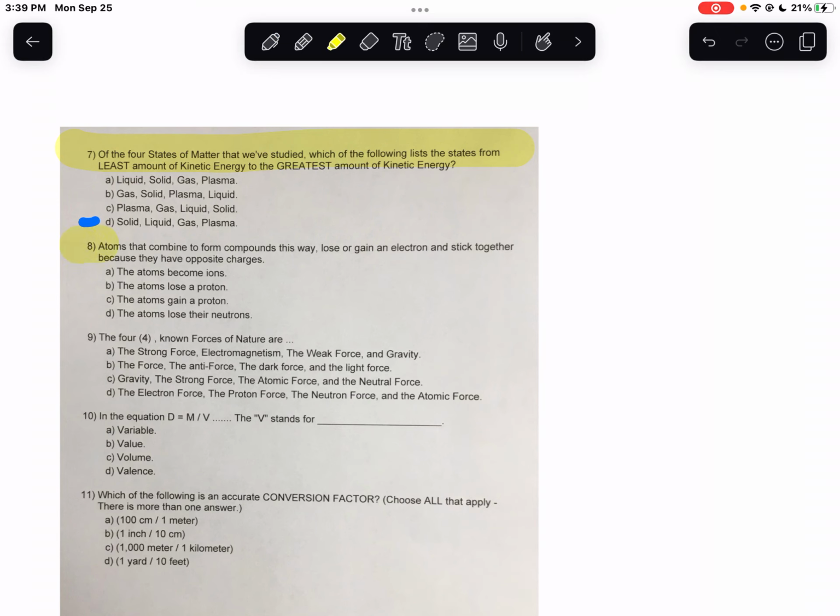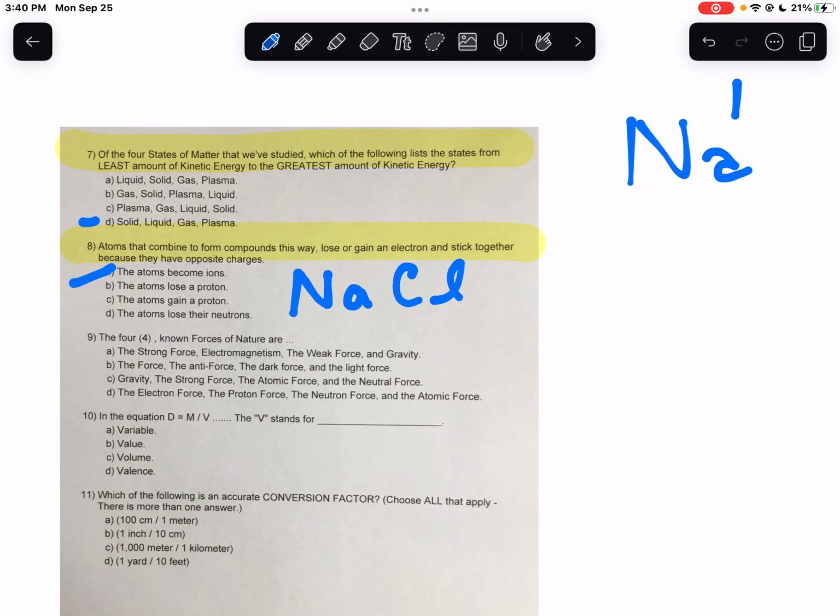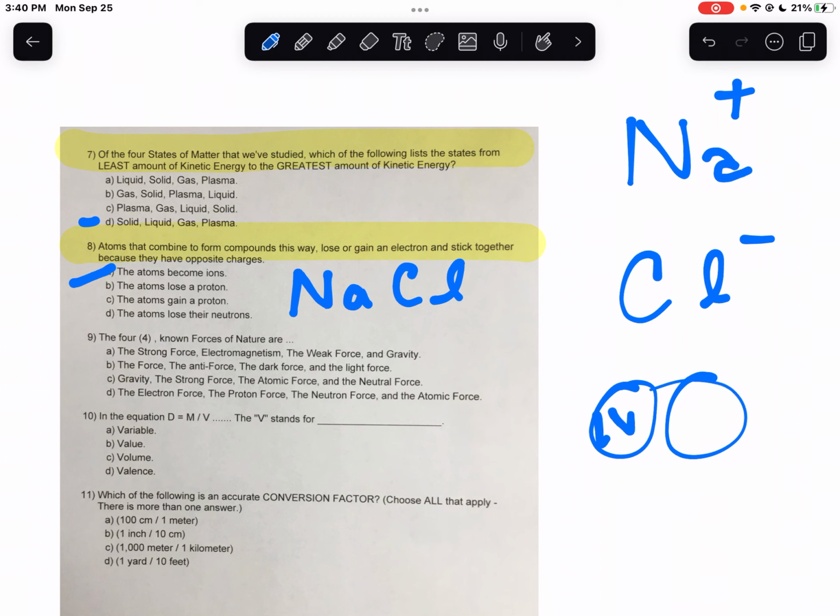Moving on to atoms right here. Atoms that combine to form molecules this way lose or gain electrons and stick together because they have opposite charges. The atoms become ions. The example that we went through in class quite a few times on this one was NaCl. Na being a metal, remember, never date a metal because they are losers. They lose an electron, become positive. Cl gains an electron, becomes negative, and they end up sticking together because of opposite charges attracting.